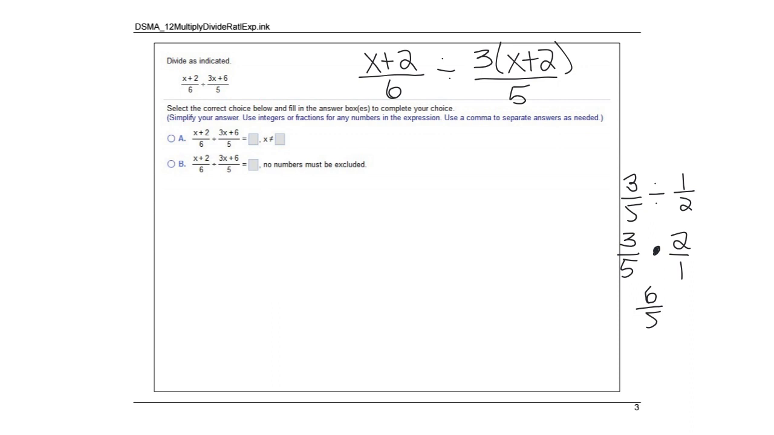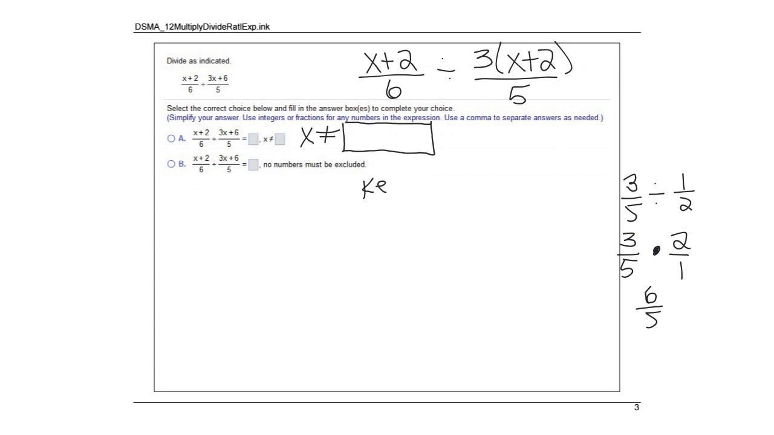Now for this one, I can check for my exclusions, but there's no variables in the denominator. And so I don't have to worry yet about exclusions, right? Because it's a 6, it's a 5. There's no way to make those equal to 0 because there's no variable. And so I do not have to worry yet about those.